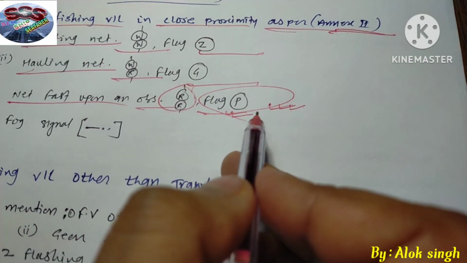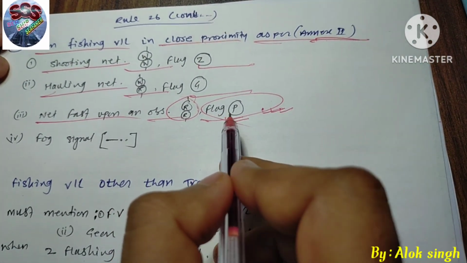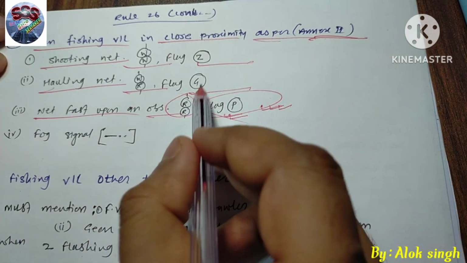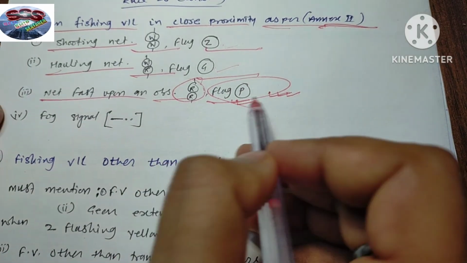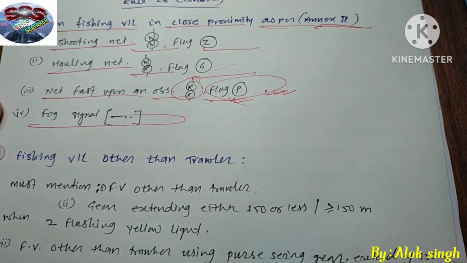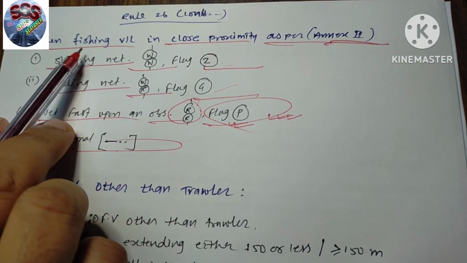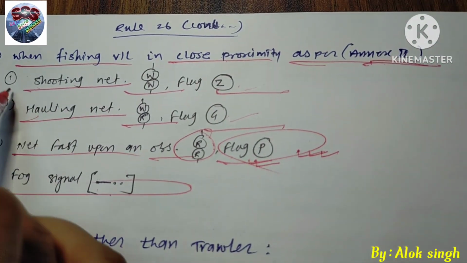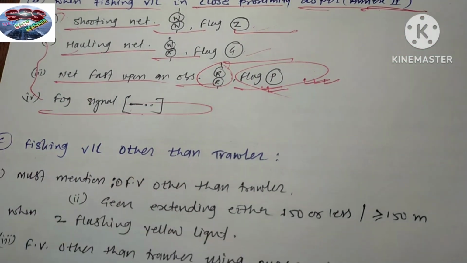But as I will recommend, we should say flag P also, because if we are showing Z and G, then here we can say flag P also. And the fog signal will be one prolonged, two short. So nothing special here to mention. The only thing to mention is that whenever there is fishing in close proximity, meaning these three conditions are showing, the vessel must be a trawler, not a fishing vessel other than trawler.